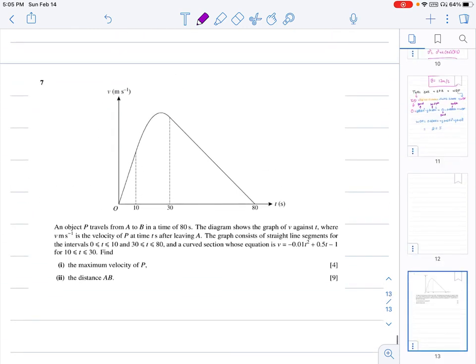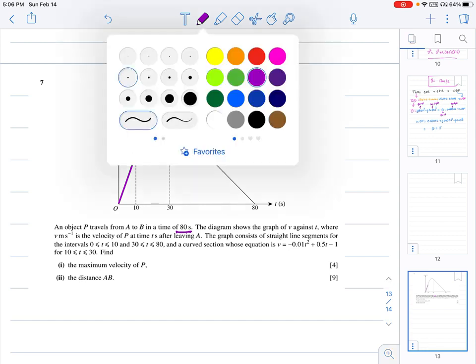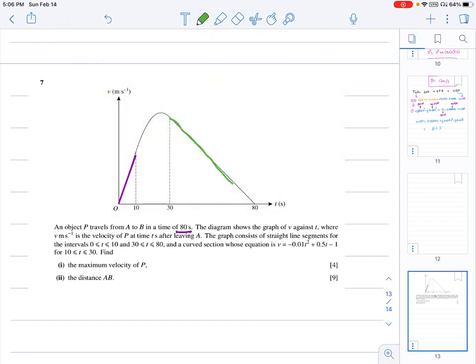Finally, question number 7. An object P travels from A to B in 80 seconds. So total time is 80 seconds. The graph consists of straight line segments for 0 to 10. So 0 to 10 is a straight line. And 30 to 80 is also a straight line. So the remaining part is a curve.